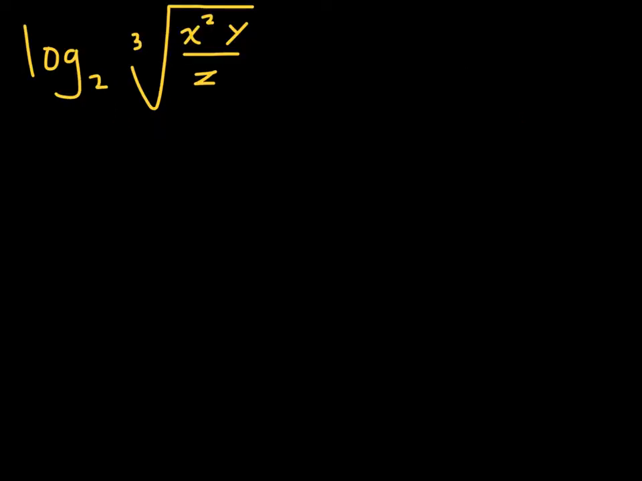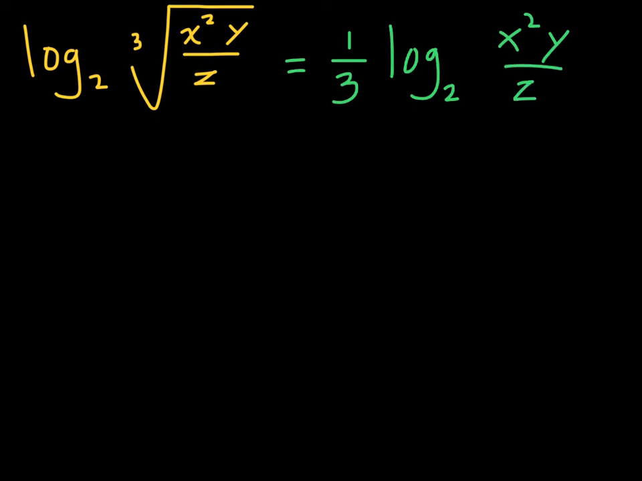Let's try that again, this time with log base 2 of the cube root of x squared y over z. Now, the first thing I'm going to do here is use the power rule to undo this cube root. Don't forget that the cube root of something is the rational exponent of 1/3. So the power rule says this is equivalent to 1/3, that's the power coming down, times log base 2 of x squared y over z. Okay, that was us using the power rule.